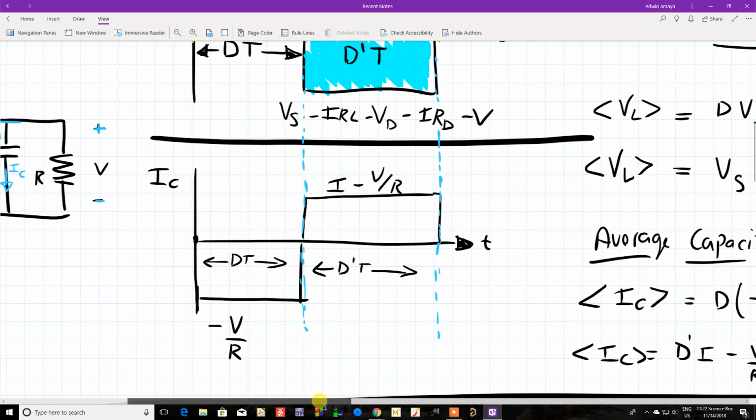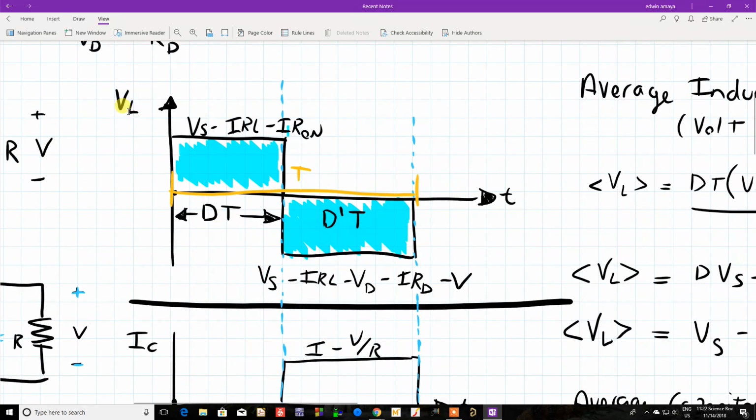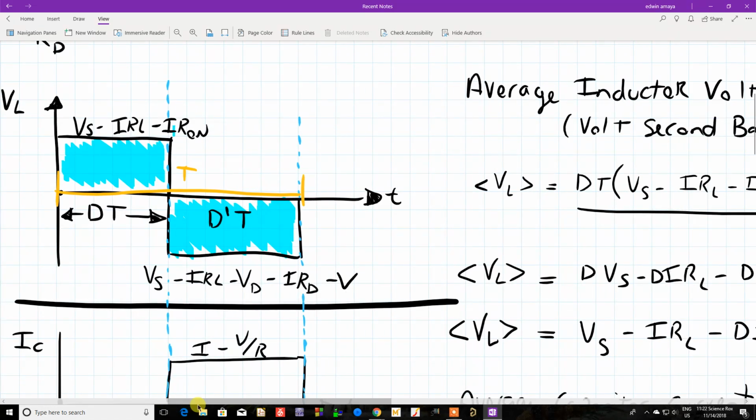And now that we have this capacitor current and voltage and inductor voltage, we can do what they call the volt-second balance, where we take the average voltage of the inductor, find a formula for it, and set it equal to 0. We have to set it equal to 0 because that's what's going to make the inductor voltage balance and not go up to infinity. So the average voltage across the inductor has to be 0.